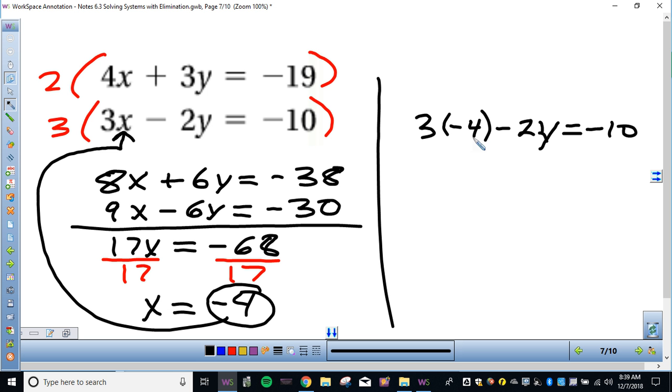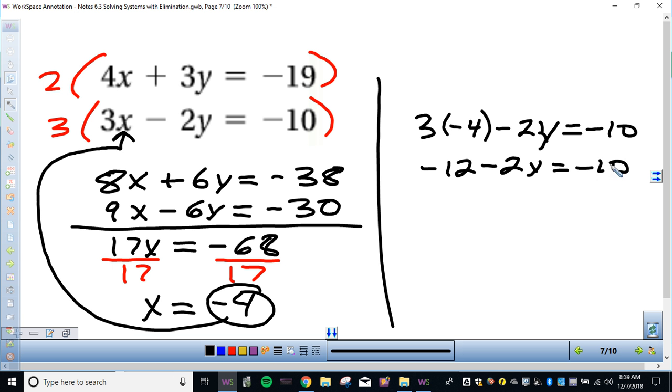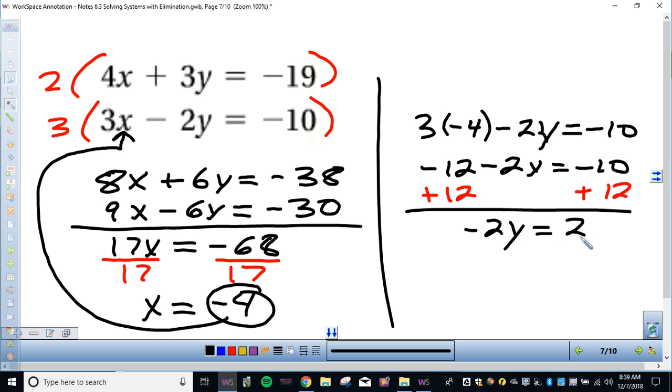Quaid, what do I get? Tell me what to do. And I get negative 12. Keep going. Add 12 to both sides. Good. And then divide by negative 2. And you get y equals negative 1. So the ordered pair answer would be negative 4, negative 1.